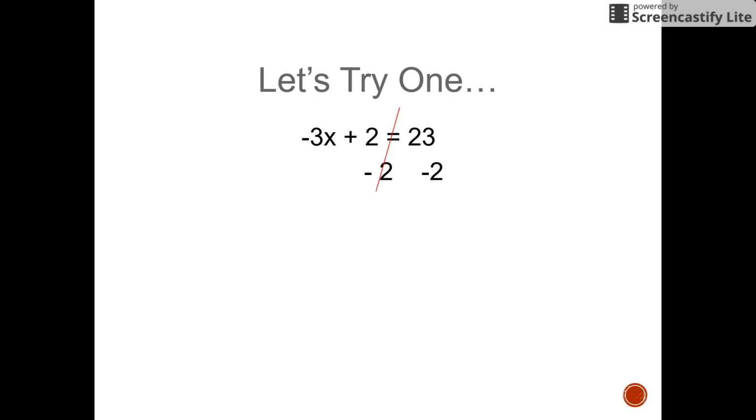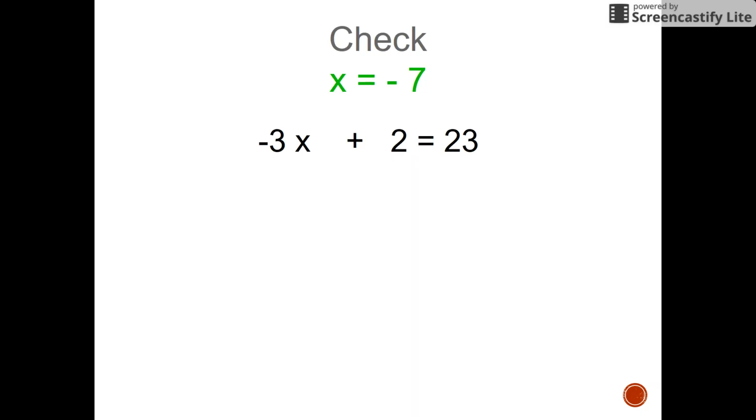So on the left-hand side, the 2 cancels, and I get negative 3x is equal to 21 because 23 minus 2 is 21. Now I'm going to divide both sides, which is the opposite of multiplication. And we're dividing both sides by not just 3, but negative 3. And this could be the difference in a right or wrong answer. Just make sure you have negative 3 and not just 3. The 3s cancel, and my answer is negative 7. I went past that a little bit too fast.